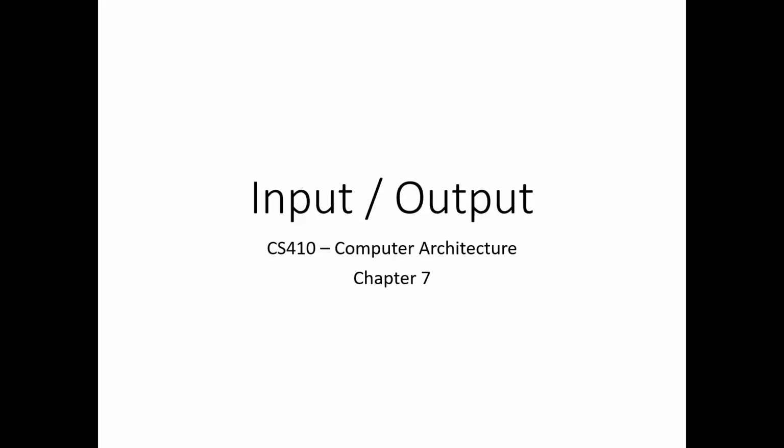Okay, so this is chapter 7, input output. This is the last major component that we're going through in terms of the overall architecture. This is a really long set of slides, so I'm breaking this up into several different parts, and this is the first part where we'll have an overview and the different types of devices and different types of structures that we can use for controlling I/O. So let's begin.